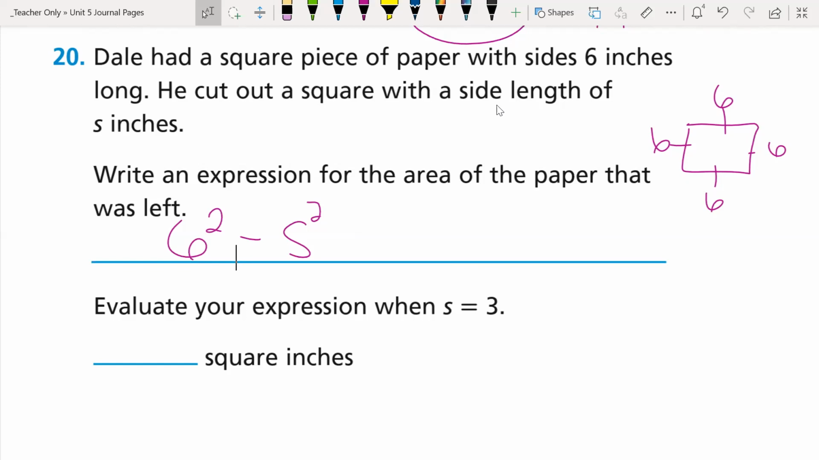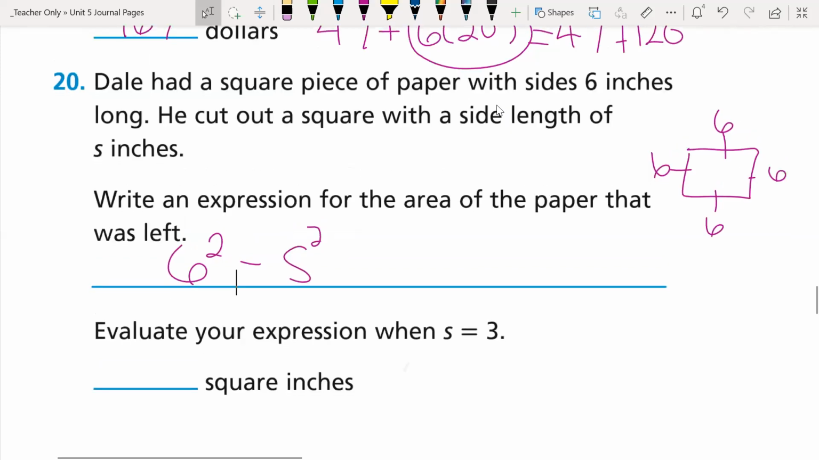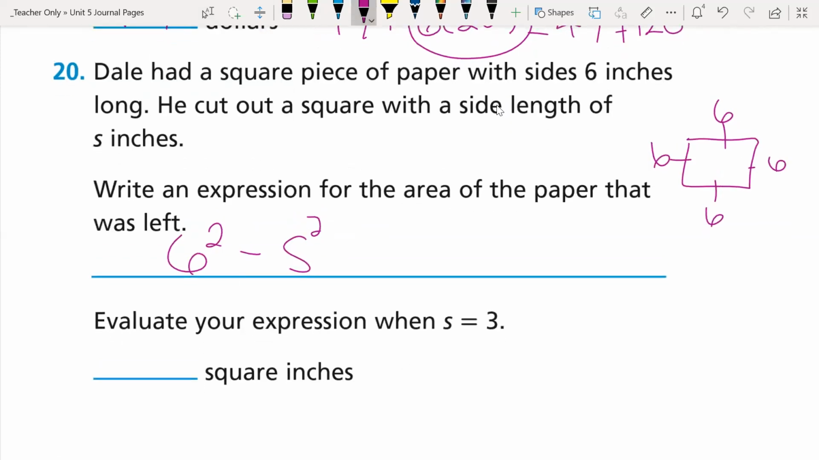So when the side length is 3, the expression then becomes 6 squared minus 3 squared, which is 6 times 6 is 36, minus 3 times 3 is 9. 36 minus 9 is 27.